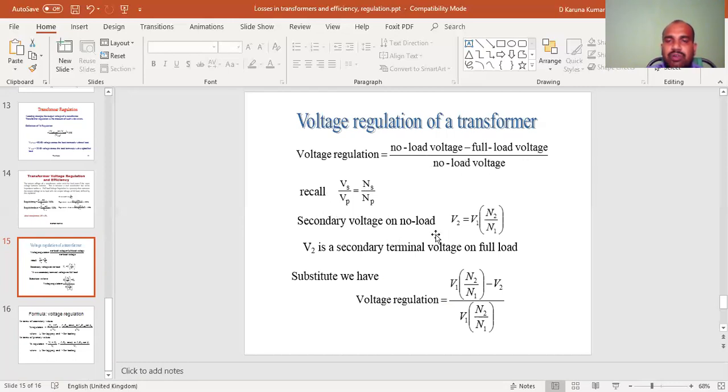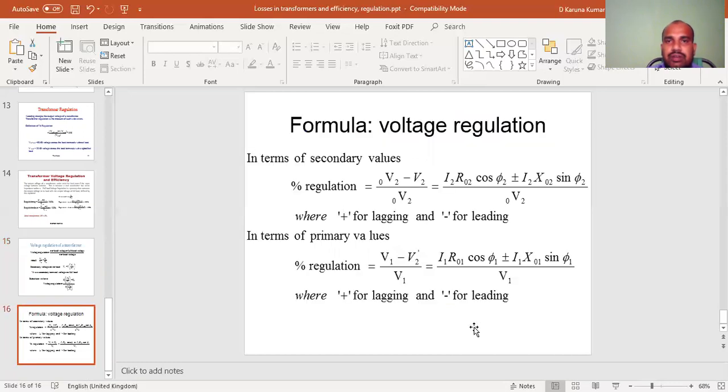The secondary voltage at no load is V2 equal to V1 into N2 by N1. The voltage regulation equals (V1 N2/N1 minus V2) divided by V1 N2/N1. The formula for percentage voltage regulation is no load voltage minus full load voltage by full load voltage. One more formula is (I2 R02 cos phi 2 plus or minus I2 X02 sin phi 2) by no load voltage. The plus or minus indicates plus for lagging and minus for leading power factor.